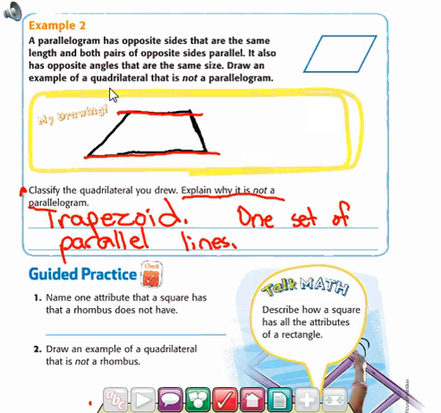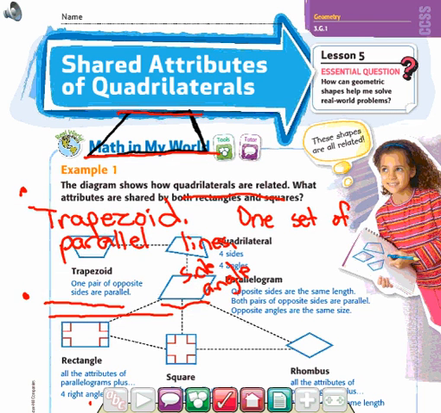Okay? Now, let's take a look at our guided practice down here. We're almost done with this video. Just bear with me here. Number one, it says name one attribute, meaning a side or an angle. Remember, attributes are side, angle, that a square has, that a rhombus does not have. So to do this, we have to go back to that other page. We're going to be flipping back and forth between those pages quite often. We're looking for a square and a rhombus. Just erase all this stuff.